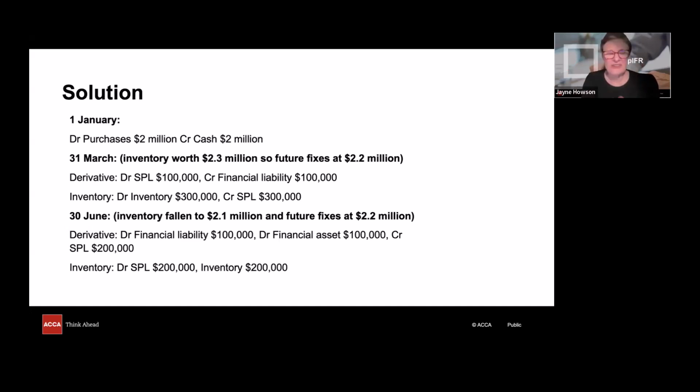Now, the matching concept comes in because you can see that in the statement of profit or loss, these gains and losses are being matched against each other perfectly to show a perfect value of the inventory that's being sold. It is reflecting the substance of this transaction. So always in your head, work out the bits that we've put in bold here about what's actually happening with that forward, and then you can work out the transactions.